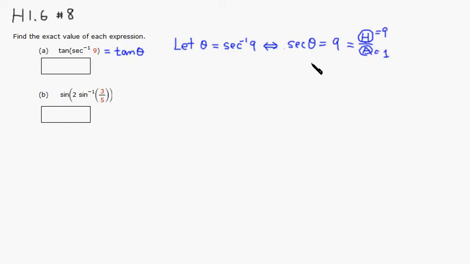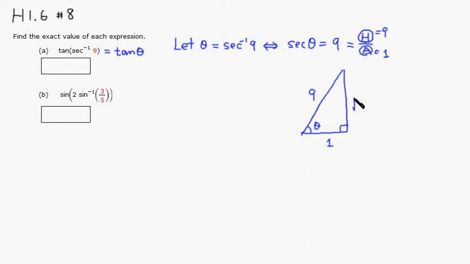Then you try to draw a triangle. It's going to be a right triangle, and this is angle theta. The adjacent is 1, and the hypotenuse is 9. Then you can find the remaining side by using the Pythagorean theorem.